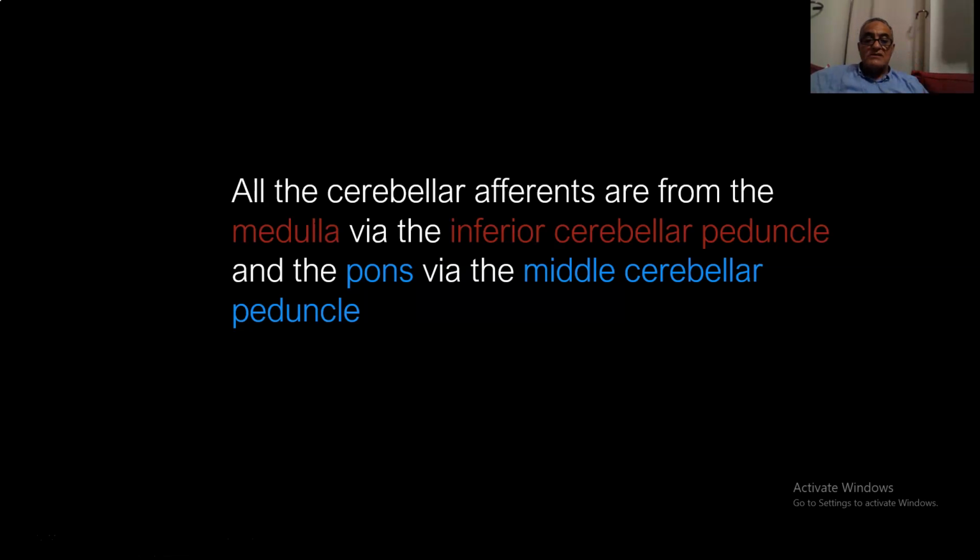All the cerebellar afferents are from the medulla via the inferior cerebellar peduncle and the pons via the middle cerebellar peduncle. So globally speaking, the afferents to the cerebellum are from the inferior cerebellar peduncle and the middle cerebellar peduncle. This means that the efferent is through the superior cerebellar peduncle. Now we are talking about the afferents. Forget about the superior cerebellar peduncle. We talk about afferents from the medulla, inferior cerebellar peduncle, and from the pons, middle cerebellar peduncle.